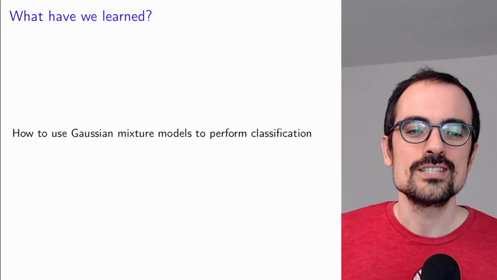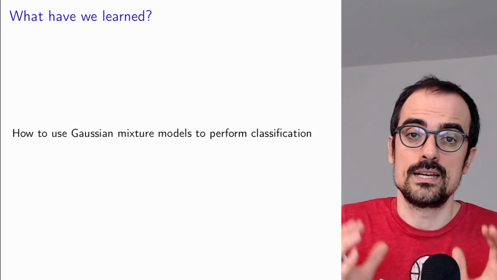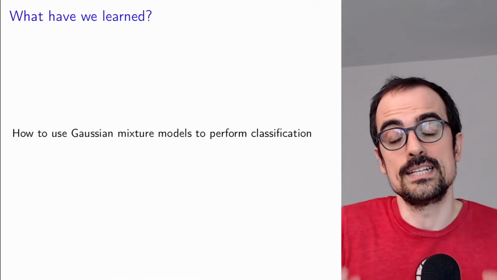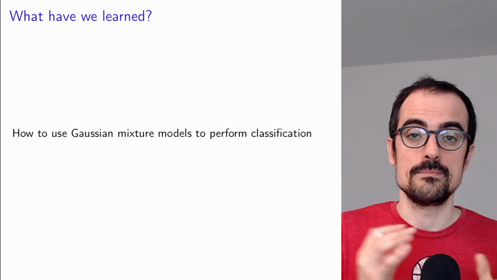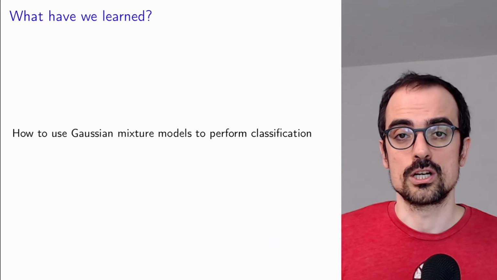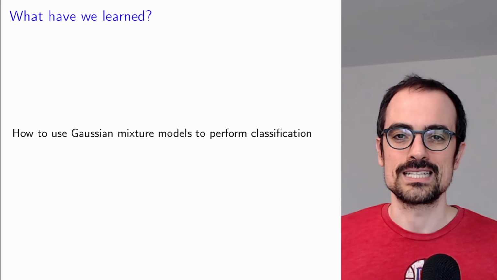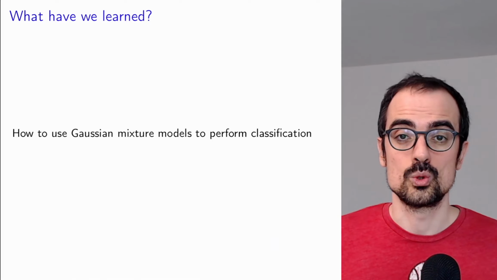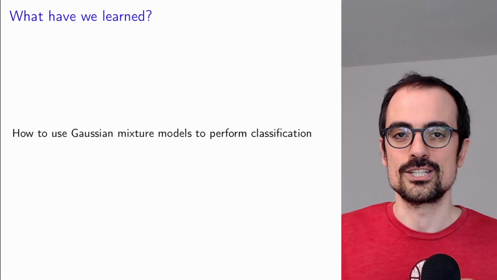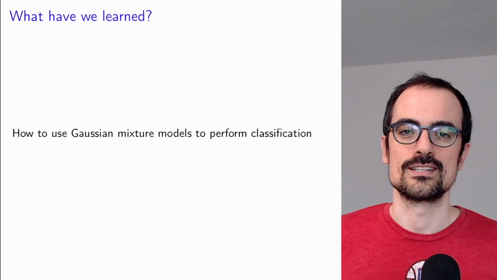Okay, so what have we learned? We have learned what Gaussian discriminant analysis is, which in a nutshell is how to use Gaussian mixture models to overcome the curse of dimensionality and perform classification. And we have applied it to Alzheimer's diagnosis from features that were extracted from magnetic resonance imaging scans.